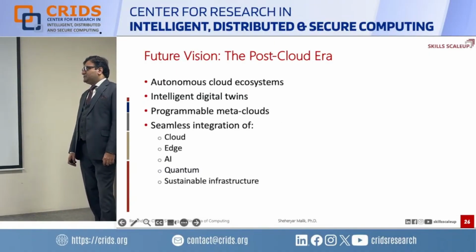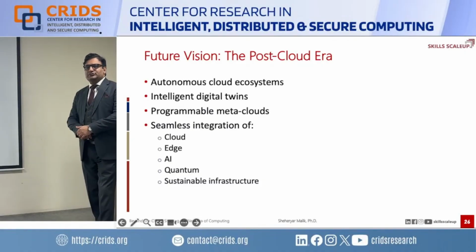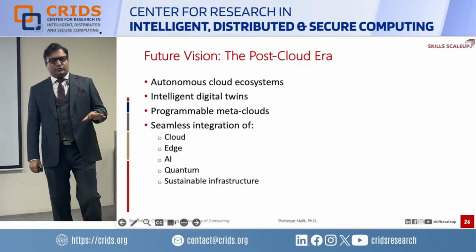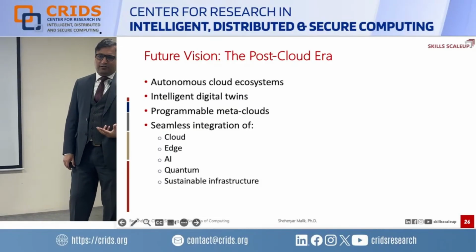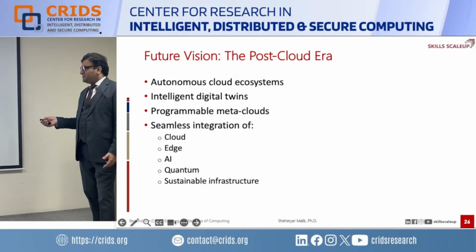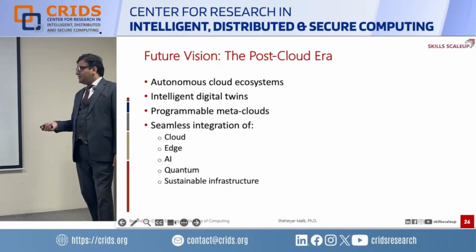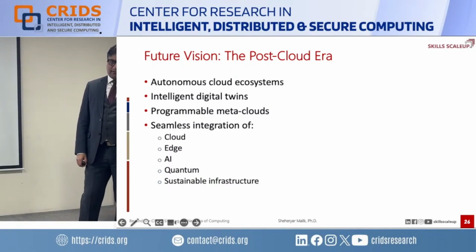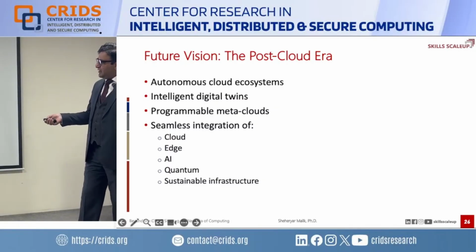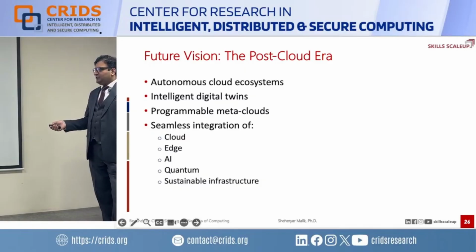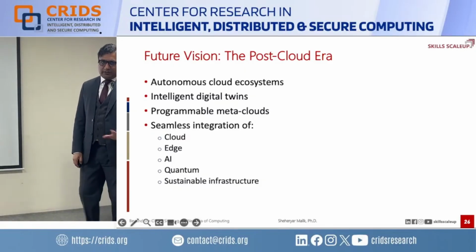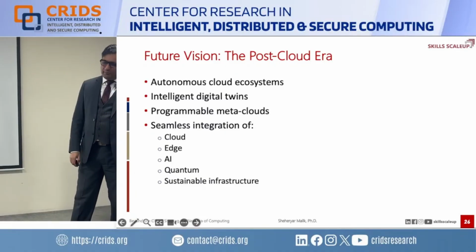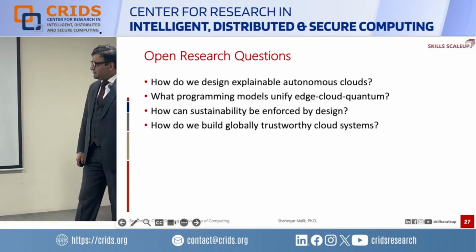So the future vision is that we are going to have more autonomous cloud ecosystems rather than ones based on fixed or rule-based decision making, more AI-driven cloud systems, intelligent digital twins, a lot of technologies getting merged within that. Programmable meta cloud, we are going to have a lot of even tiny clouds as well. There is even a concept of cloud on chip as well. And then seamless integration of cloud, edge, AI, sustainable infrastructure, and possibly quantum as well. Quantum is not an essential thing. Don't take it as a regular mainstream thing. But yes, quantum is emerging, so you might have seen a lot of things.